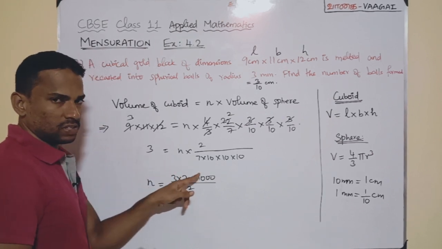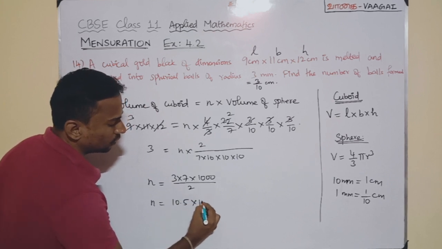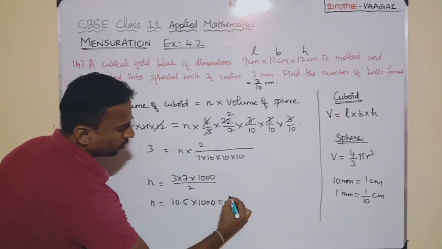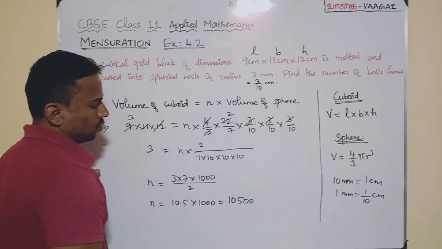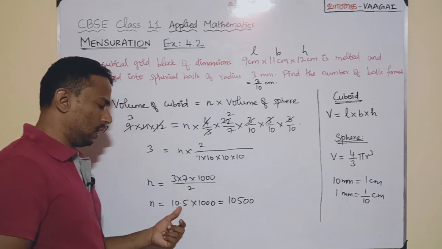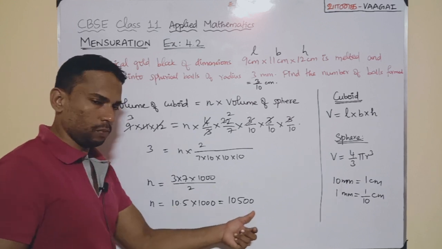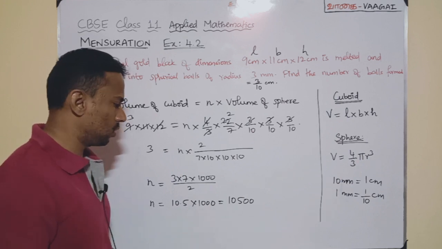So 3 sevens are 21. 21 by 2 will be like 10.5. 10.5 into 1000 will be like 105 followed by 2 zeros. That's it. I hope it is clear to you. So I have to move 3 decimal places. That's what I'm doing here. 1 place and 2 more places for these 2 zeros. That's it. So 10,500.